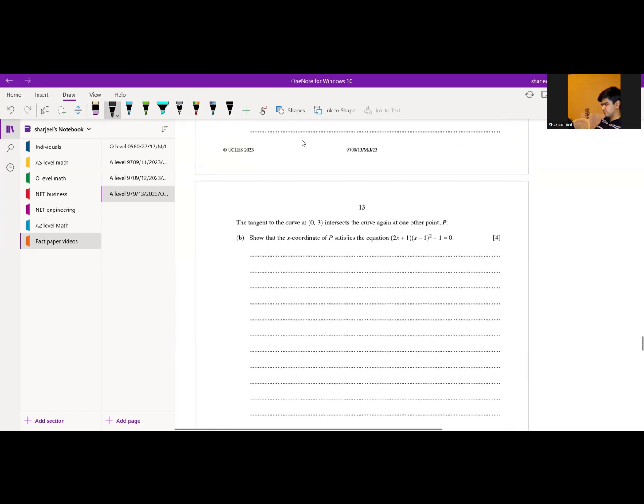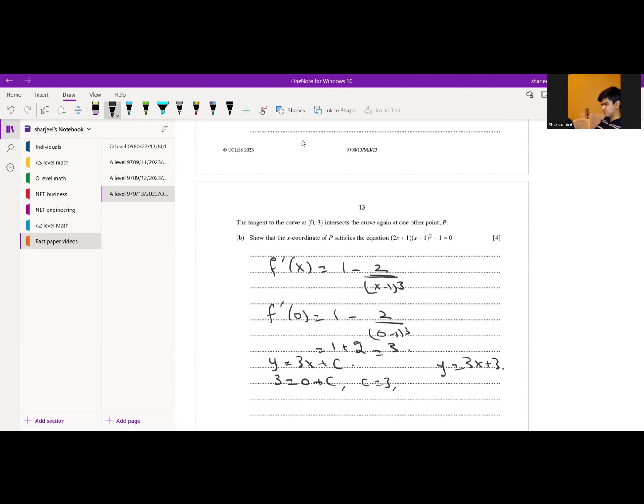For part B, the tangent to the curve at 0, 3 intersects the curve again at one other point P. We have to find the value of P. For that, we have the value of f dash of x, 1 minus 2 over x minus 1 whole cube. To find the equation of the tangent, substitute x equal to 0 to find the gradient first. So this will be 0 minus 1 whole cube, 1 plus 2 equals 3. So y is equal to 3x plus c. Substitute 0, 3 here. So we will get c equals 3, and the equation of the line will be 3x plus 3.